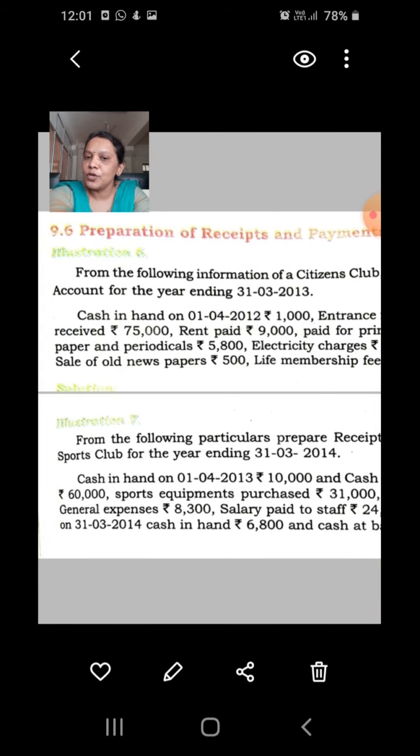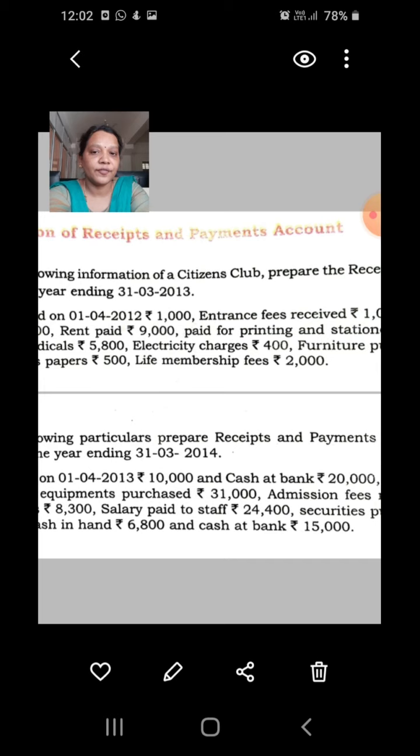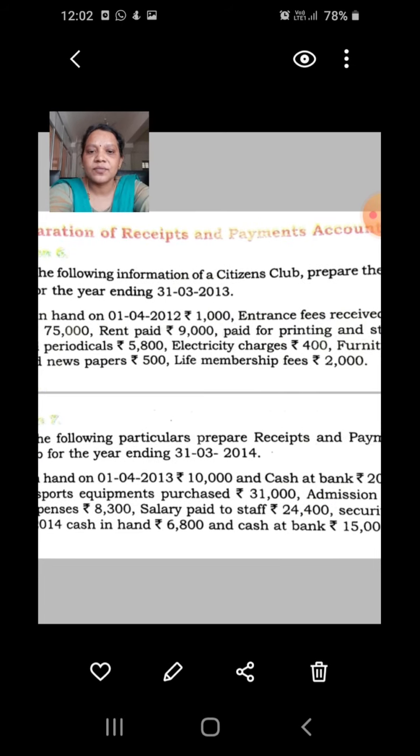Then sale of old newspaper is a receipt. You will get income by selling old newspaper as scrap. Then life membership fees 2000, it is also a receipt. So you are just going to identify what are the receipts and what are the payments, that's all. Then the balance you get is the closing cash balance. And this will be asked for 6 marks.